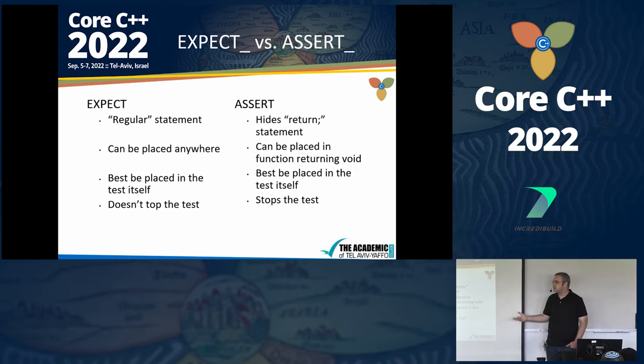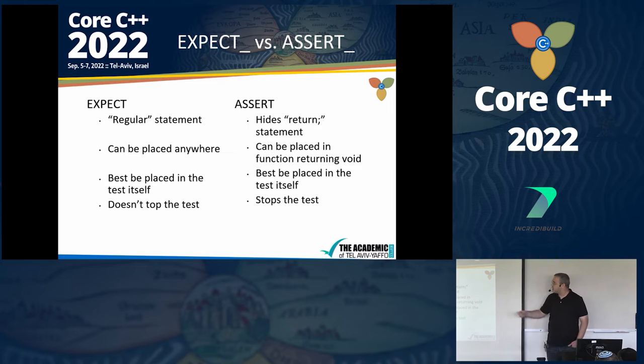preferably put it in the test body, because if the expectation fails, you'll see the line number, and the line number in the test body would be more indicative than if it's somewhere else that is more generic and can be called from any place that you want. And it doesn't stop the test, technically. If that sort of assertion fails, it continues. It will check the rest of the test.